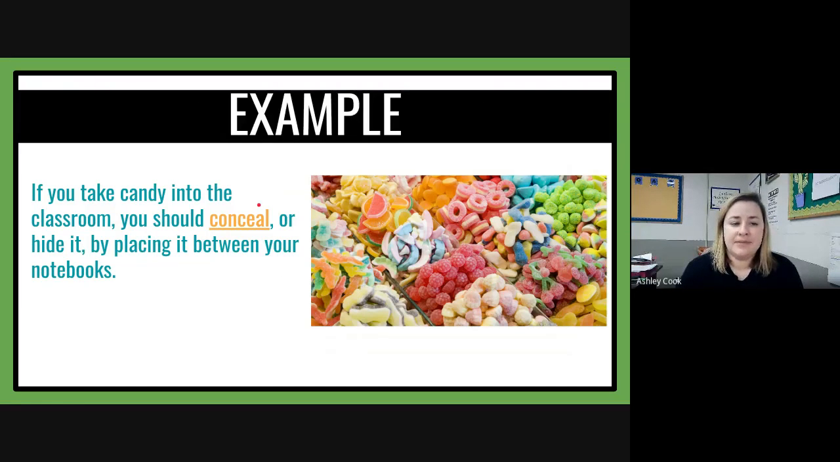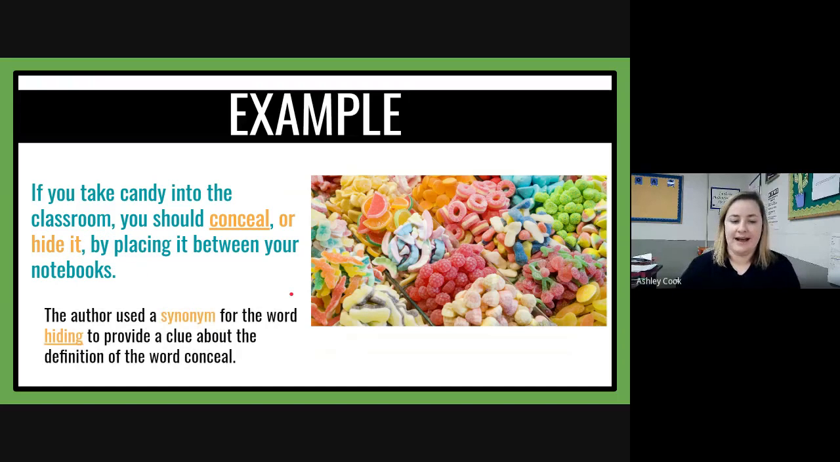For example, if you take candy into the classroom, you should conceal or hide it by placing it between your notebooks. Right here, you see the author tells you the word conceal. You might not know it, so they write or hide it, a synonym, right after it. So we're using the word hide to show that the word conceal means to hide.